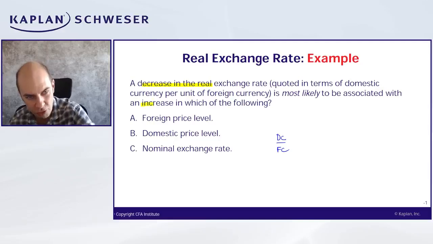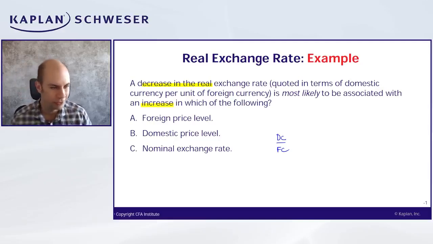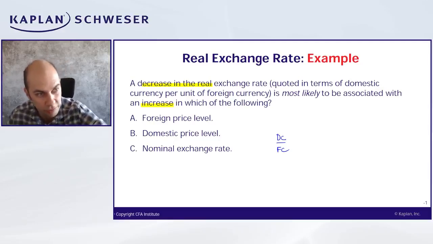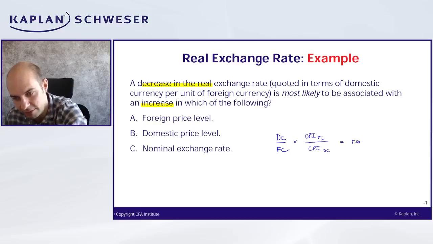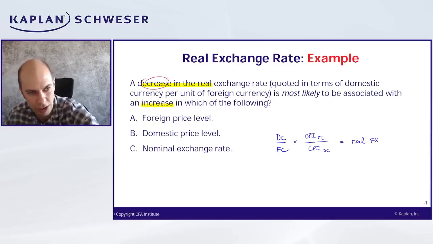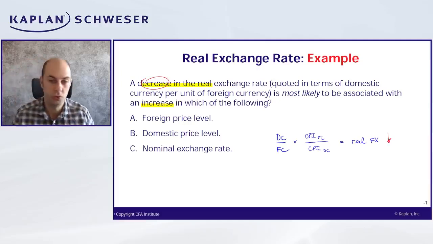Notice here we have an increase in which of the following. Is it the foreign price level, domestic price level, the nominal exchange rate? So to solve this, you need to remember that we are taking the CPI of the base currency, in this case FC, the foreign currency, and dividing by the CPI of the numerator, which is the DC, and that's going to give me the real FX.